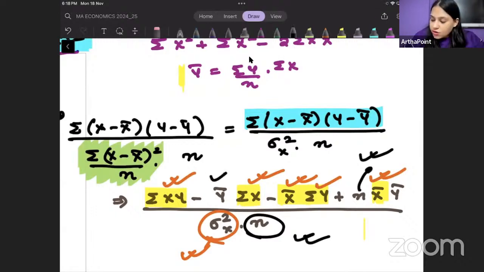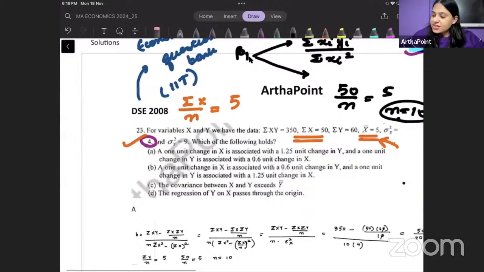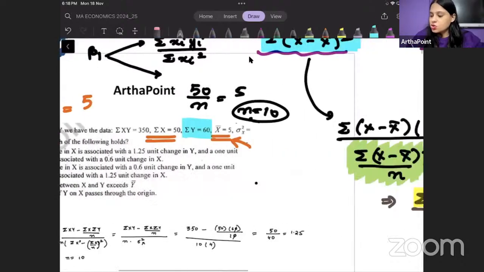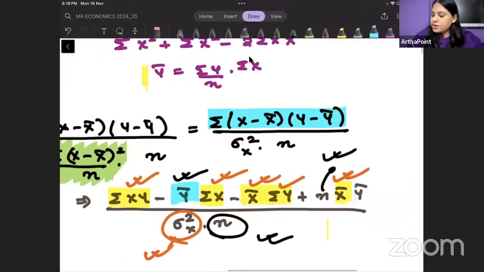Right? And I know what y bar is, because I know that summation y is 60 and the number of observations is 10. So y bar is 6. I can plug it here. It means I have filled in all the possible gaps, all the possible information. So I can go ahead and solve this now. Right?